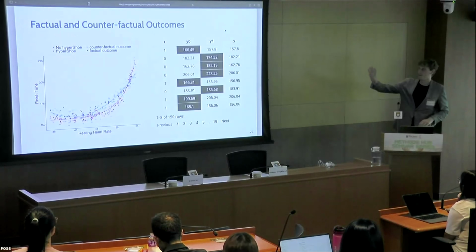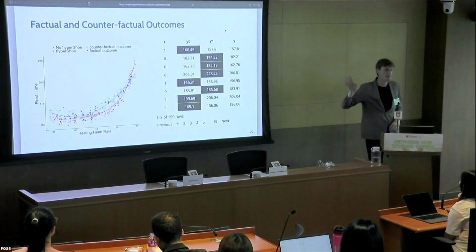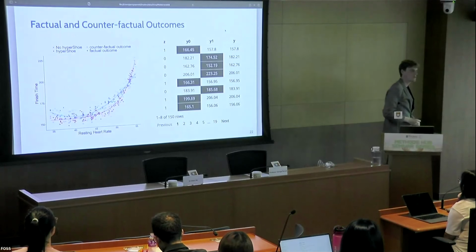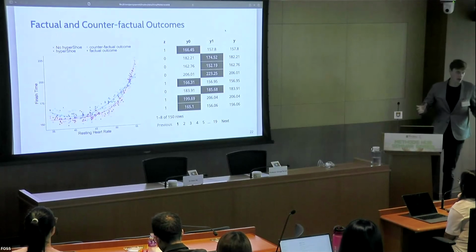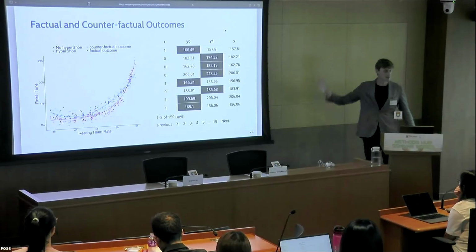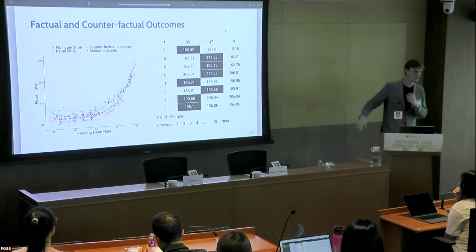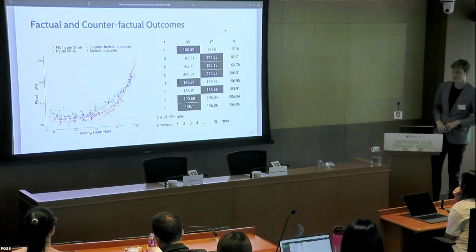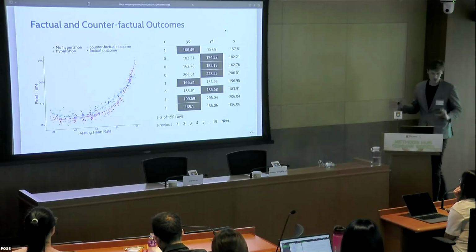So shaded in black is what would have happened to each runner had they not worn the hypershoes, or had they worn the hypershoes, basically the counterfactual value for each runner. Now, I've shaded this in black because this is not something we can do in real life. As I said, this data is simulated. This is the only reason I can actually do this.